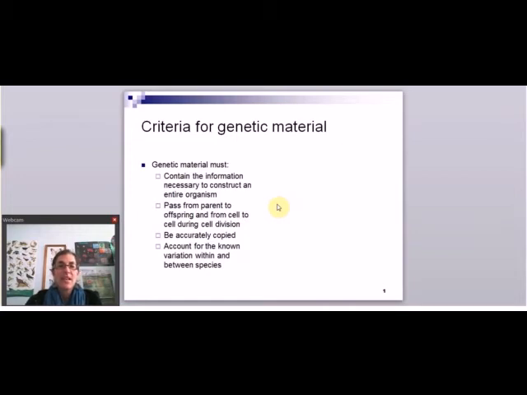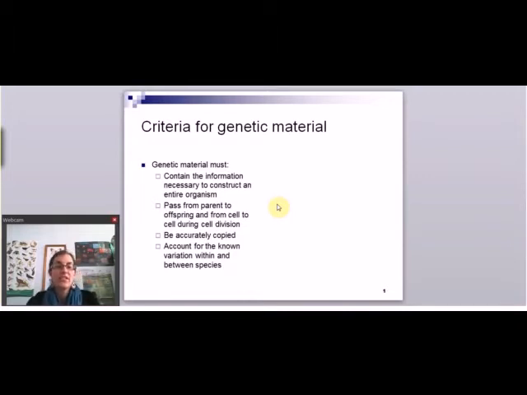It has to contain the information needed to make a whole organism. So it's got to have enough information to make a whole human or a whole monkey or a whole dog. It's got to pass from parent to offspring, right? We know that offspring look like the parents and that information is coming from the parent. It also has to be able to pass from cell to cell. So we know that every cell in your body is getting genetic material passed to it from the very first cell that you started as, the fertilized egg.